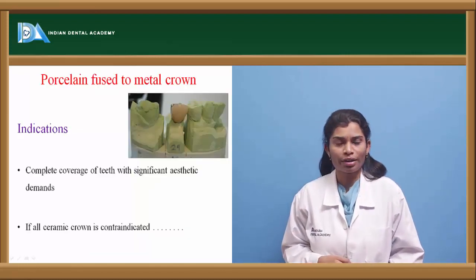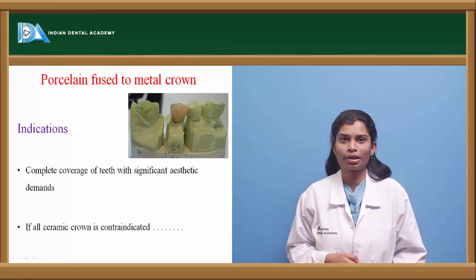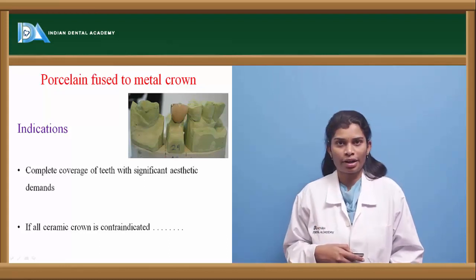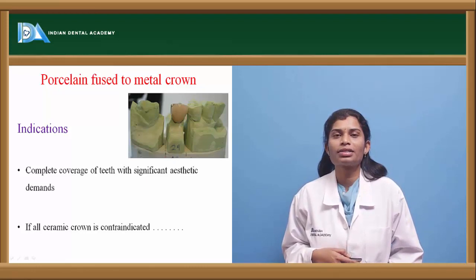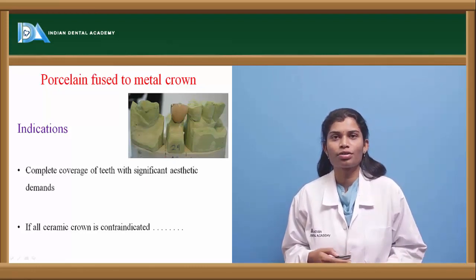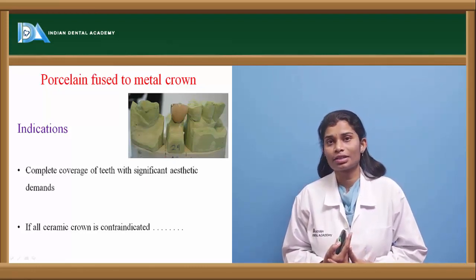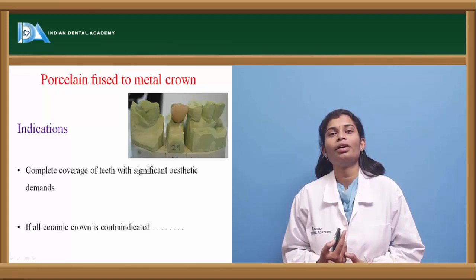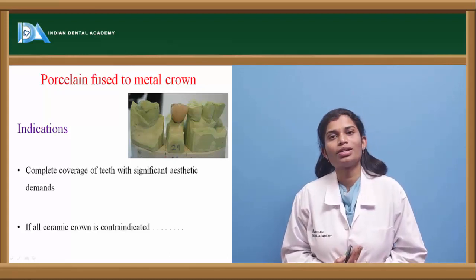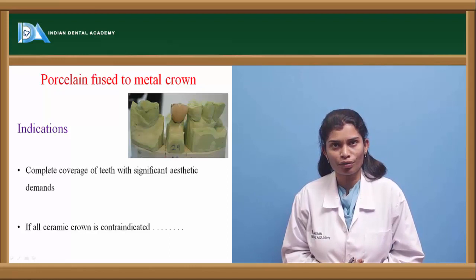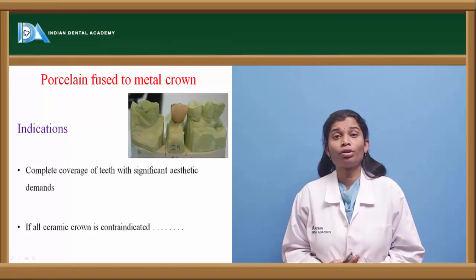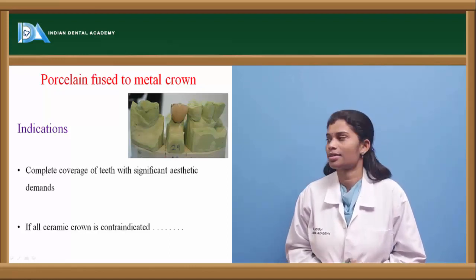The next type of full veneer restoration is porcelain-fused-to-metal. So where is it indicated? In cases where aesthetics is required. In the aesthetic zone, where aesthetics is a consideration, you have to go with either porcelain-fused-to-metal or an all-ceramic restoration based on the amount of tooth structure you have and the amount of aesthetic demand the patient has.